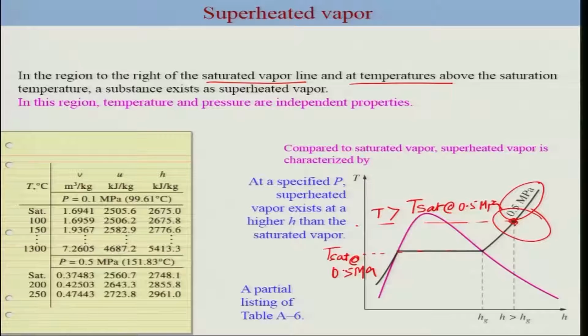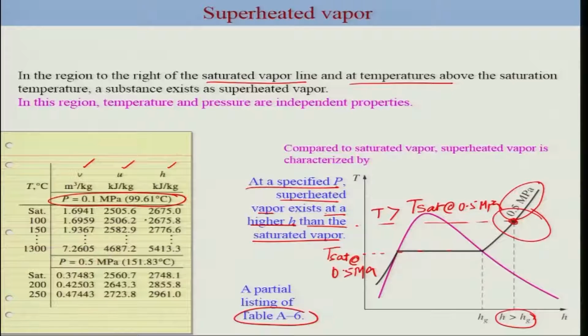It's also very obvious if you look at this diagram that the enthalpy of superheated vapor should be more than the corresponding value at saturation, hg. The reason is that you have imparted more heat to the system, and that is transferred into the enthalpy. So at a specific pressure, superheated vapor exists at a higher h than the saturated vapor. To help solve problems, a separate table is given for superheated water, with specific volume, specific internal energy, and specific enthalpy for different pressures, and this is a partial list. So you can do an example.